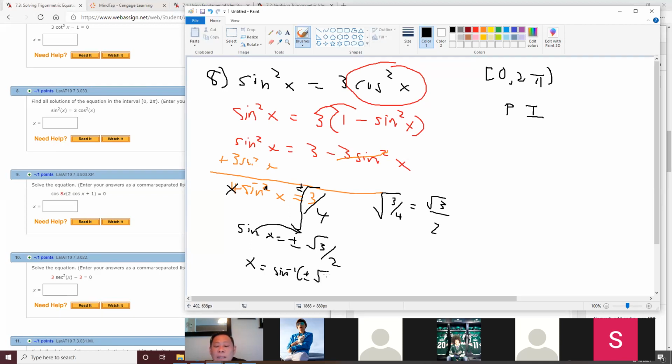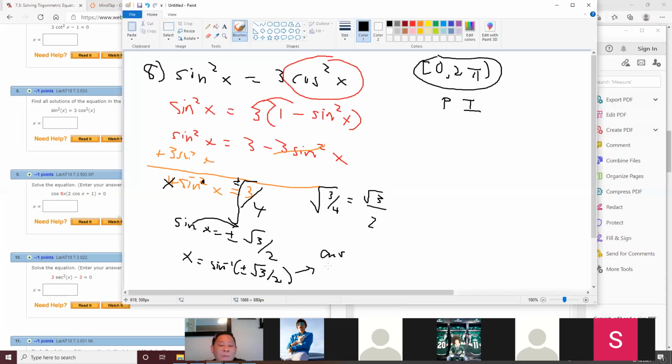Can someone tell me how many answers we get here? How many answers do you get? Now don't forget, we want it in one revolution, so you do not need to worry about the 2n pi or all these things. How many answers will you get here, class? 4. 4, very good. Because plus minus gives us quadrant 1, 2, 3, 4.